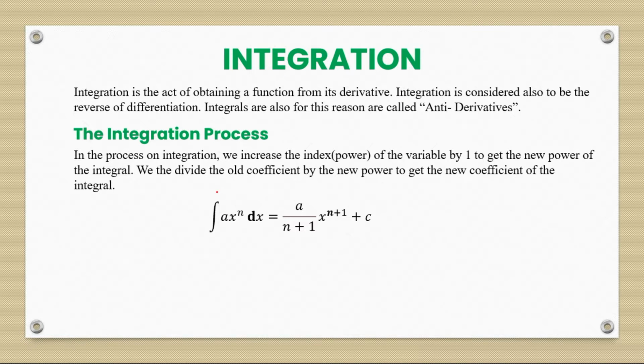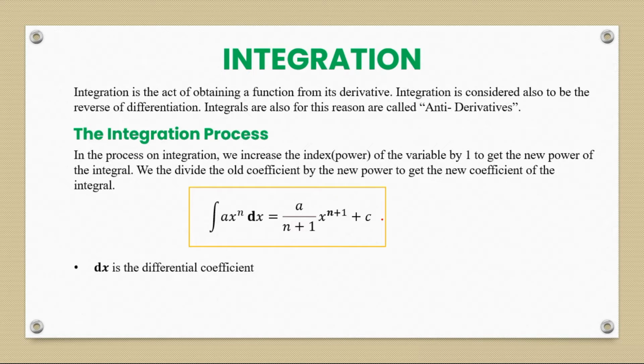So this is our integration sign. If we have the function ax to the power n, and we're being told to integrate that, what we do is to the power of x, we add a 1, and then we divide the a by n plus 1, the coefficient of the new power, and then we add a c. Now this c is going to be a constant.